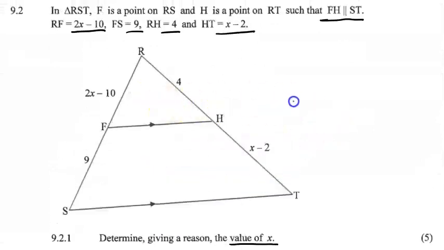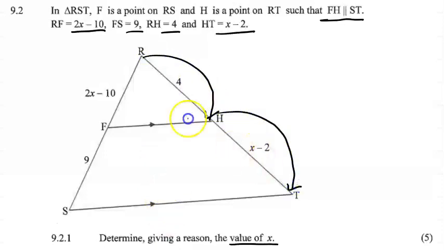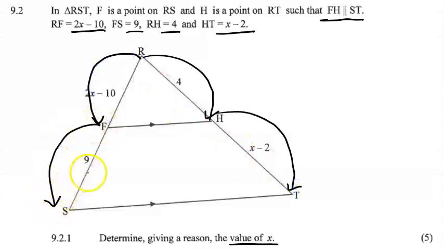Now, if you look at this particular theorem, it says that if a line is drawn parallel to the third side of the triangle, it divides the other two sides proportionally. So we are given that FH is parallel to ST, as you can see. Therefore, RH over HT must equal RF over FS. And our reason will be because FH is parallel to ST, or we can say line drawn parallel to third side of triangle. Therefore, we'll have an equation in terms of x which we can now solve for x.